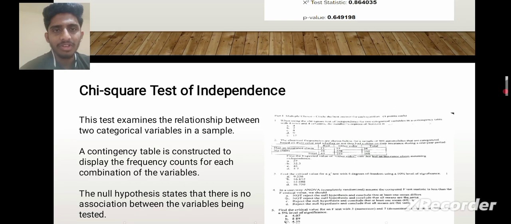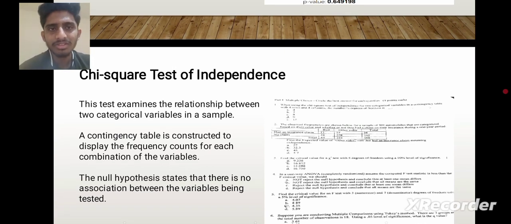Chi-square test of independence. This test examines the relationship between two categorical variables in a sample. A contingency table is constructed to display the frequency counts for each combination of the variables. The null hypothesis states that there is no association between the variables being tested.